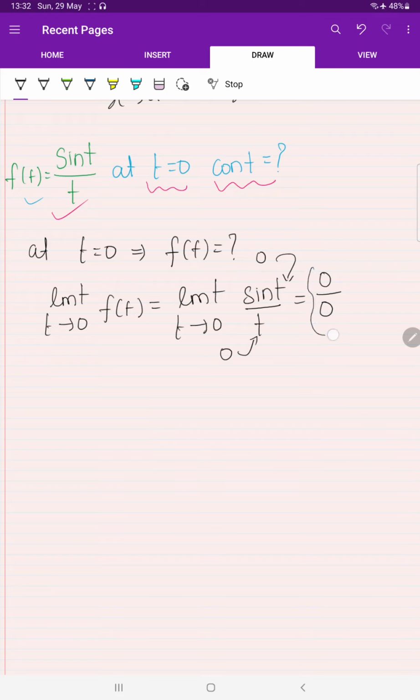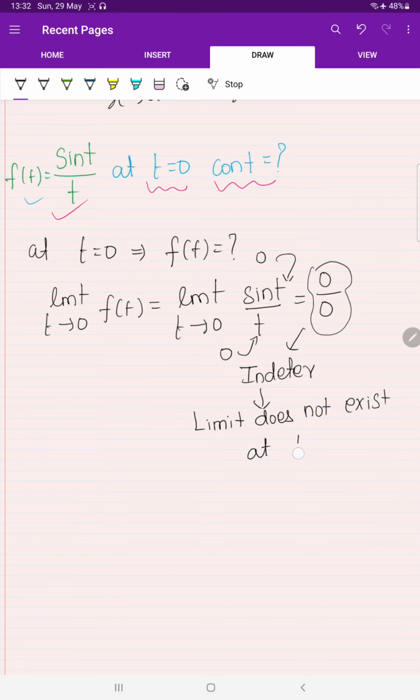Now if you carefully observe this, you know this is called what sir? This is an indeterminate form. We have already observed the same type of problem. Whenever we observe that a function's resultant value is indeterminate, we can directly write the conclusion that the limit does not exist for the given function at t equal to 0. That is the correct answer for the given function.